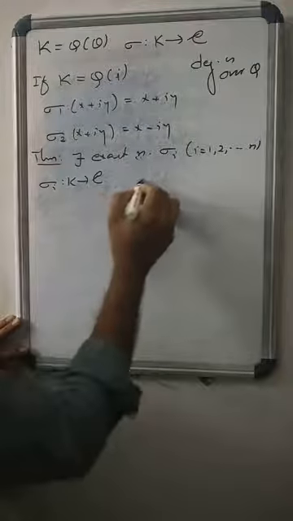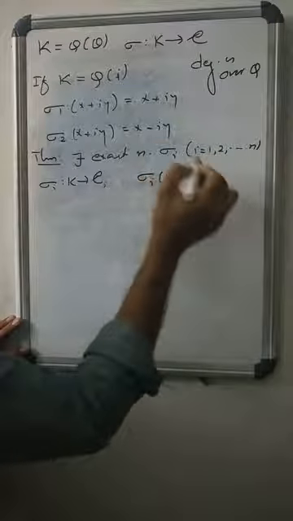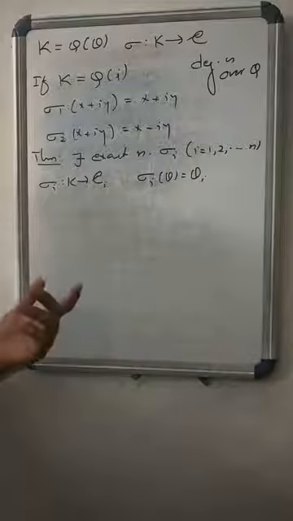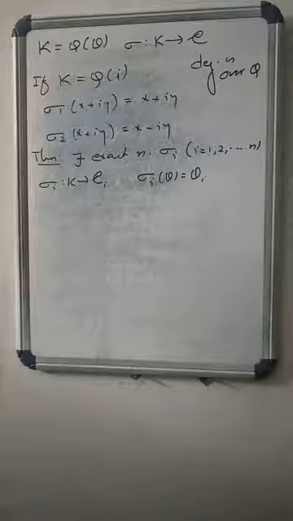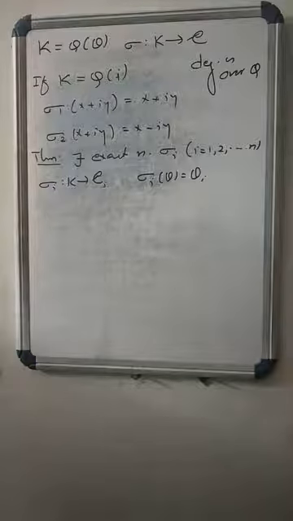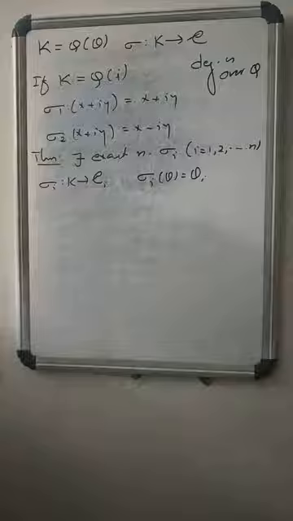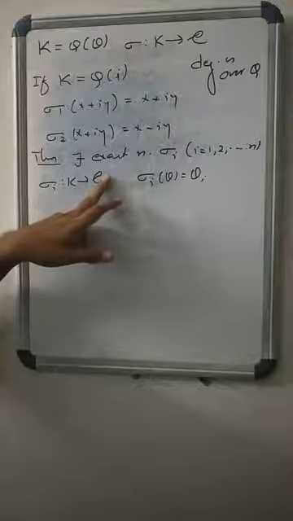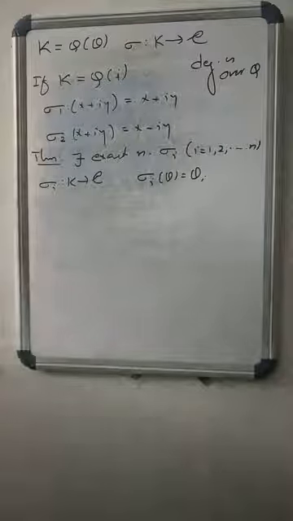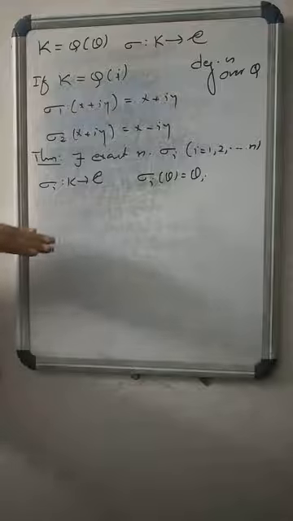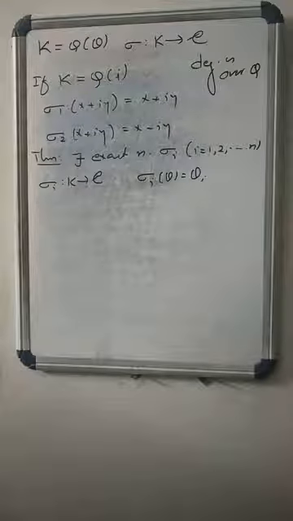Here the elements sigma i of theta equals theta i are distinct zeros in C, the complex field, of the minimum polynomial of theta over Q. So the theorem states that if K equals Q(theta) is a number field of degree n over Q, then there exist exactly n distinct monomorphisms sigma i from K to C, where i ranges from 1 to n, with sigma i of theta equals theta i, which are distinct zeros in C of the minimal polynomial of theta over Q.